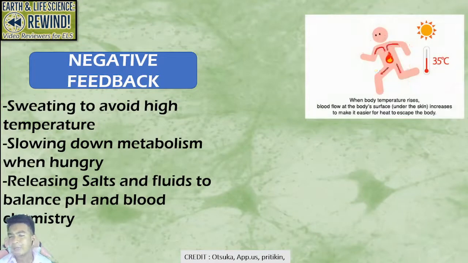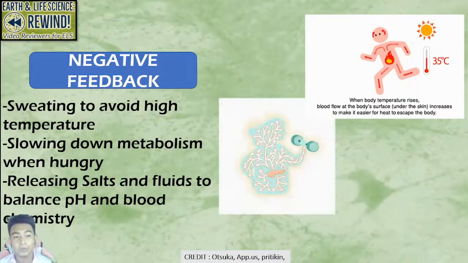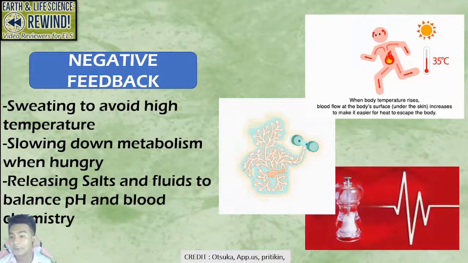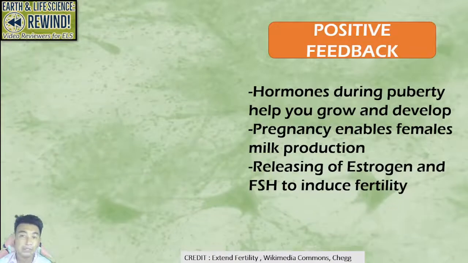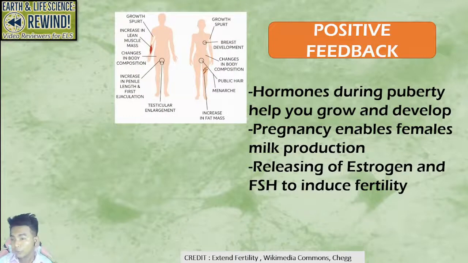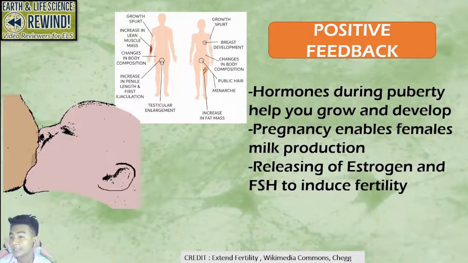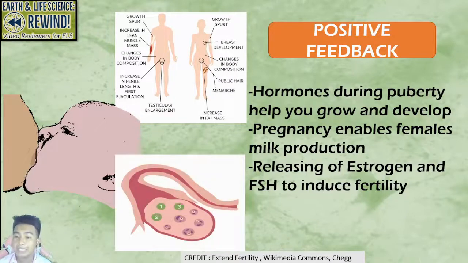There are lots of examples for negative feedback that I can give. Slowing down metabolism when hungry, releasing salts in our urine, and even the fluids when there is too much to balance pH and our blood chemistry. Other examples for positive feedback would be hormones that our bodies release during puberty to help you grow and develop. Pregnancy enables females to milk production, so they give an additional hormone for that. Adding up, it's a positive feedback. Releasing of estrogen or follicle stimulating hormone to induce fertility. Notice that the positive feedback adds up the hormones that you have.